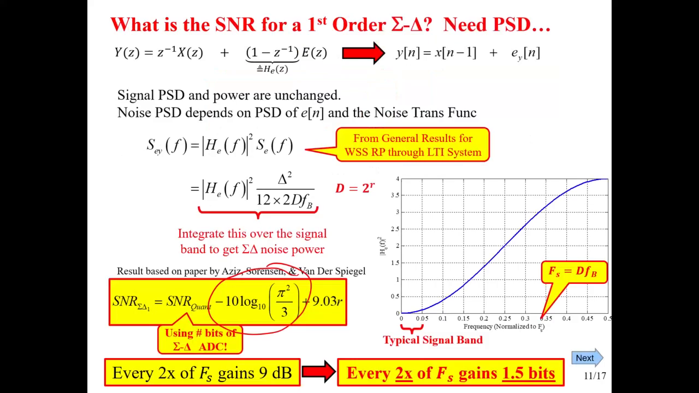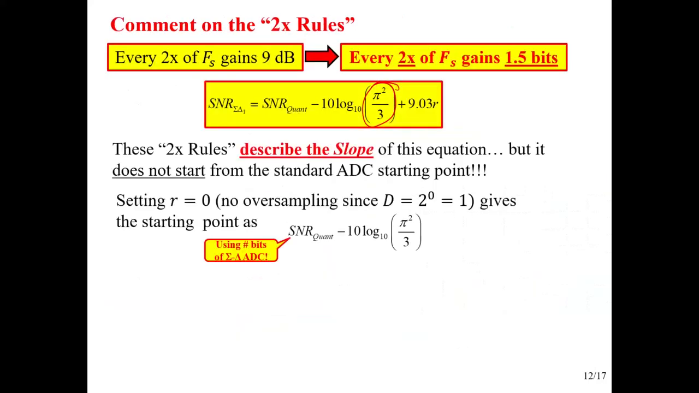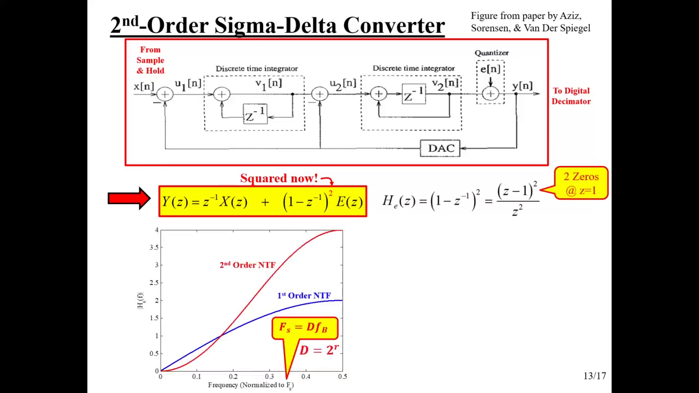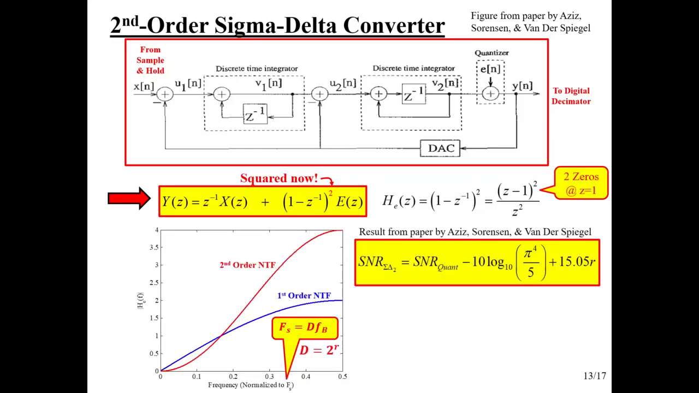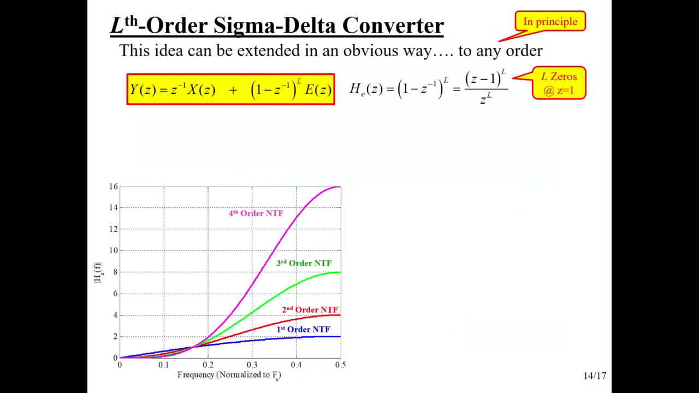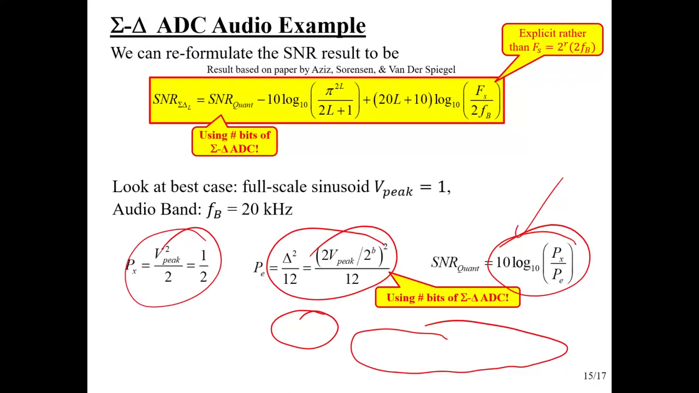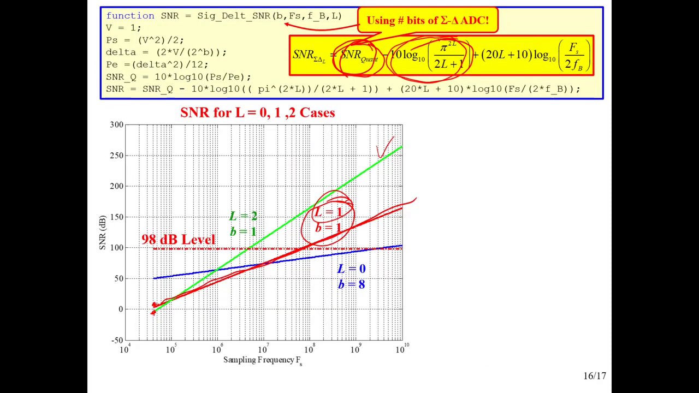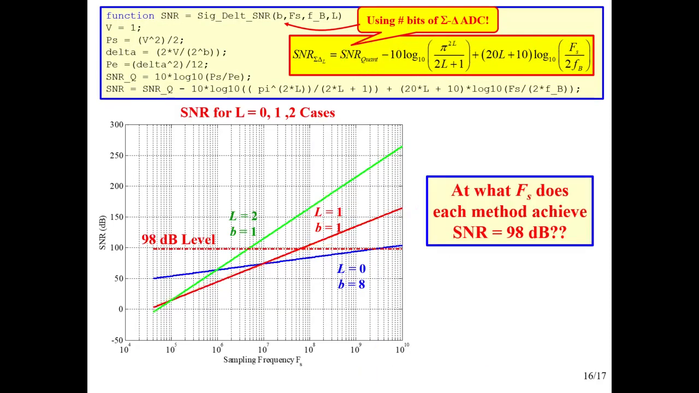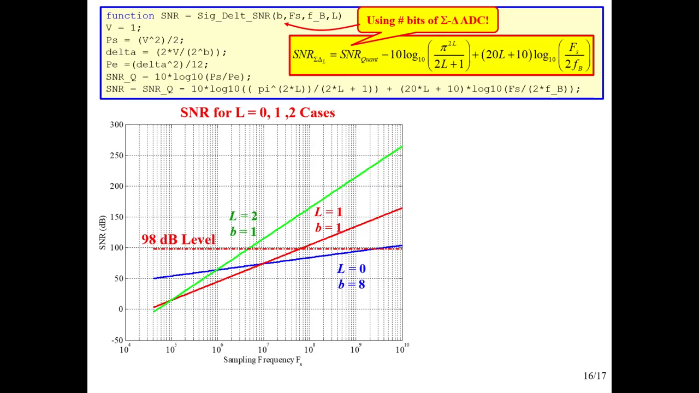Yeah, second order. First order was 9 dB per doubling, and second order was 15 dB per doubling. Okay, so let's go back here. So I had my 3 starting points. This one goes up at 3 dB per doubling. This one goes up at 9 dB per doubling. This one goes up at 15 dB per doubling.